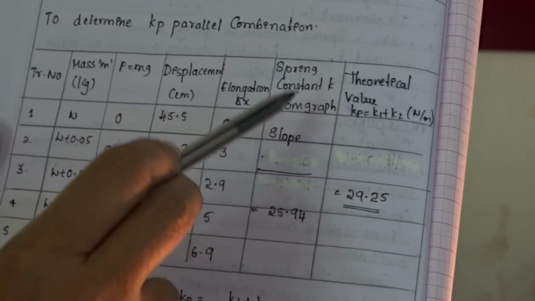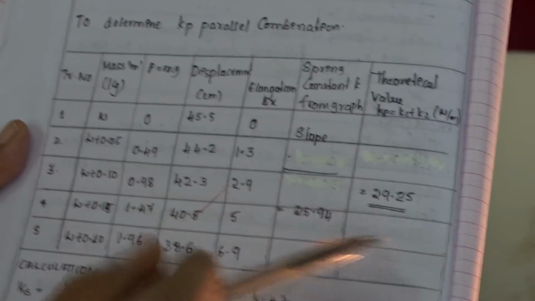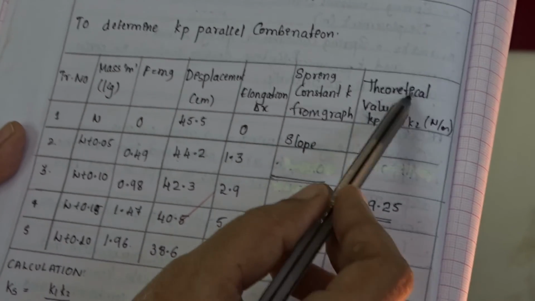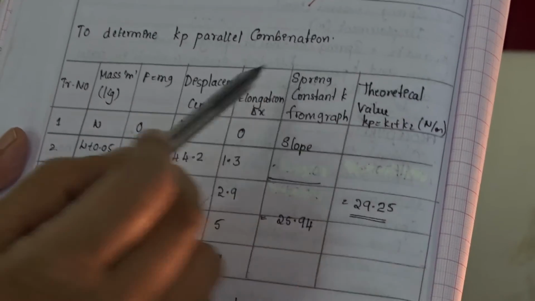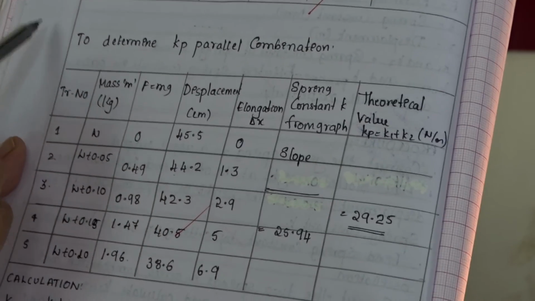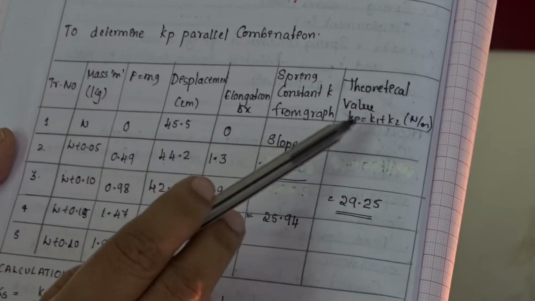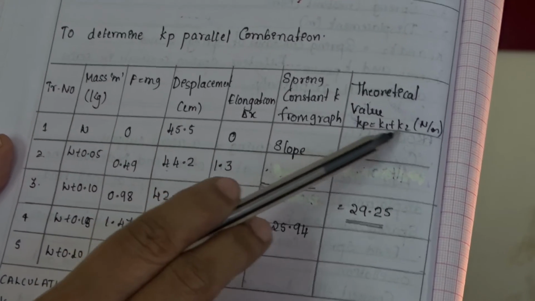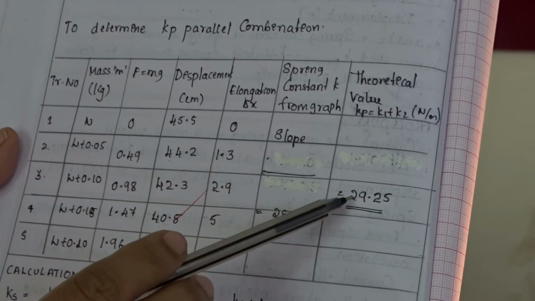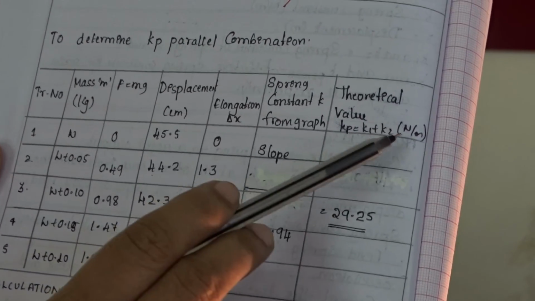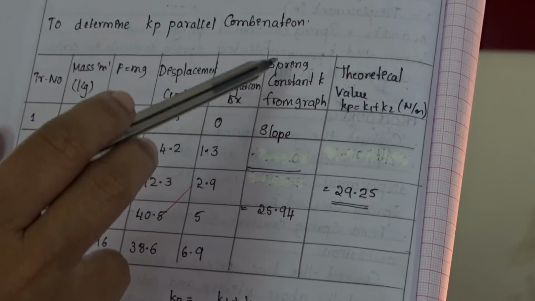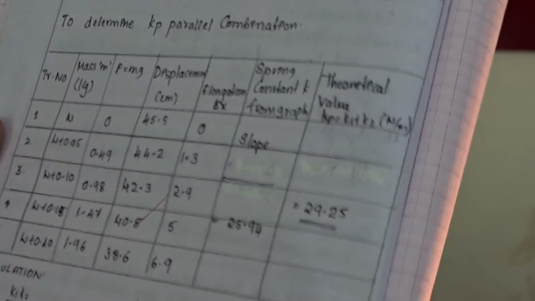Then you are calculating spring constant from the graph. And the last column is the theoretical value, Kp is equal to K1 plus K2. What values you calculated individually for springs S1 and S2, that is K1 and K2, substitute here, add those two, you get for example 29.25 Newton per meter. Then you will go for spring constant from the graph.